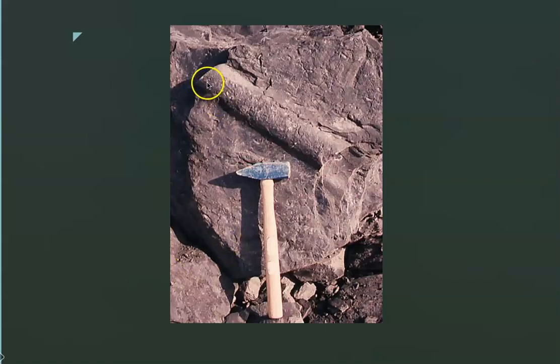Right here you can see a burrow. So maybe the organism that was digging in the mud before the mud hardened into solid sedimentary rock, maybe it was a worm that lived in the ocean and it dug a hole in the mud and then the hole was preserved as a cast.